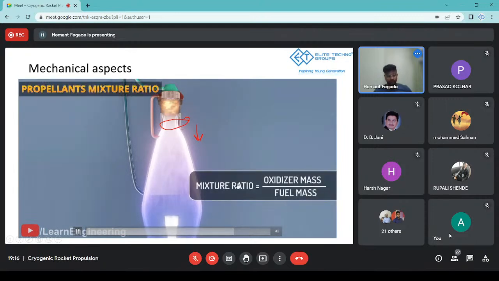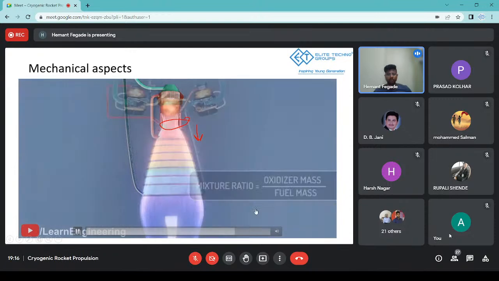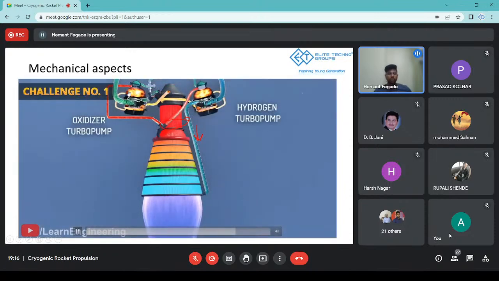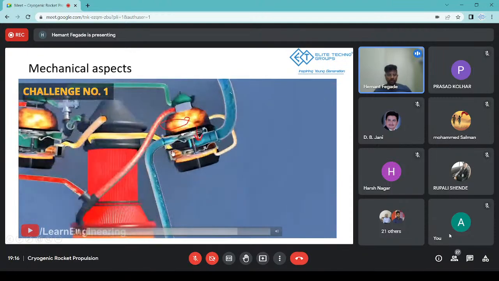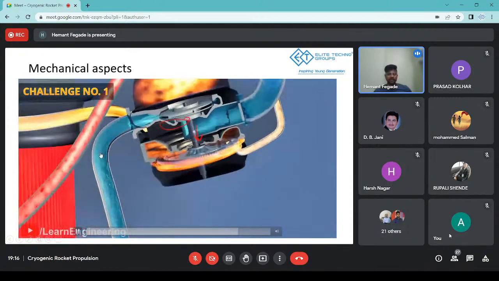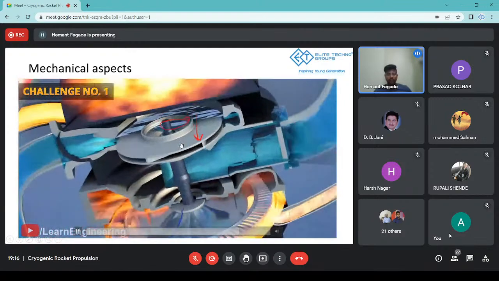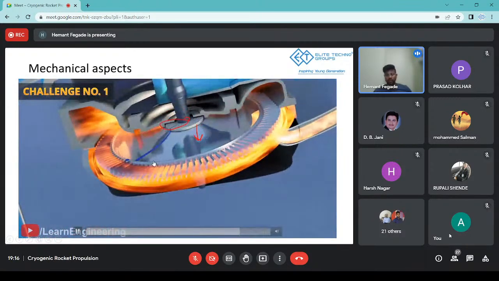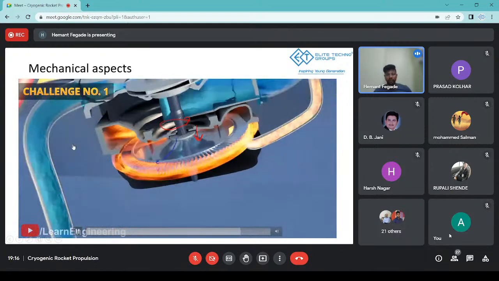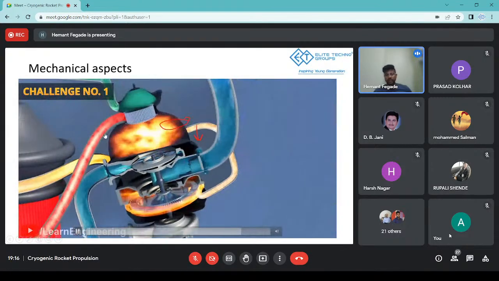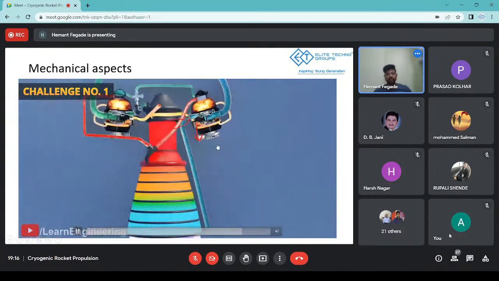Okay. So propellants mixture ratio depends on oxidizer mass upon fuel mass, and both the pumps are there. As you can see, there is an oxidizer turbo pump, and there is a hydrogen turbo pump. So this is the actual arrangement that is being done. Both your oxidizer and your hydrogen are being burned, and this is basically the ideal system where you are not losing any fuel. You are completely utilizing it, completely burning it, and accordingly you are getting the highest amount of efficiency that you can get from this particular concept.